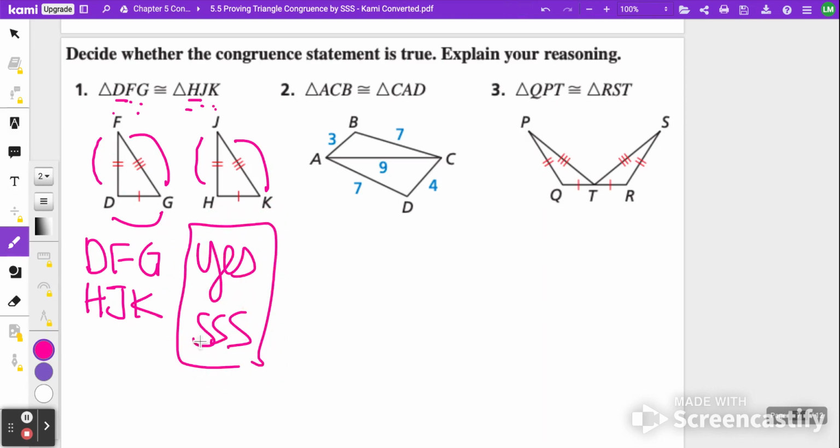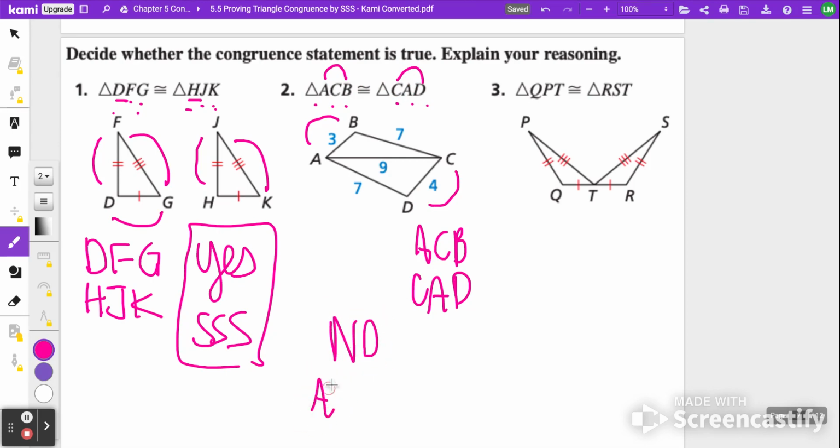Okay, let's look at the next one. ACB matches CAD. So what we can do is stack it, ACB and then CAD. The one thing we want to pay attention to is that we do have some varying numbers here. For example, AB is equal to 3. According to my lines, AB should be equal to CD. And right now, if I look at CD, CD is equal to 4. So AB is not equal to CD, so we would have to say no.